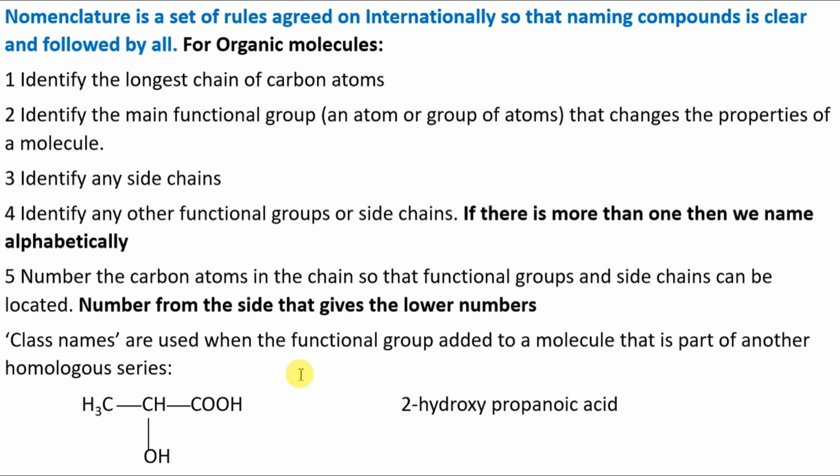Now, what I'm going to do is number the carbon atoms. I've got to start from the side that includes the COOH. That's a functional group and by its nature has to be at the end. More on that in just a second. But if I count from that side, I get to carbon 2. I've got the OH, 2-hydroxypropanoic acid.